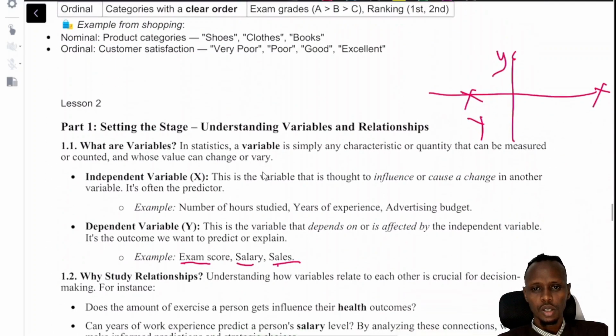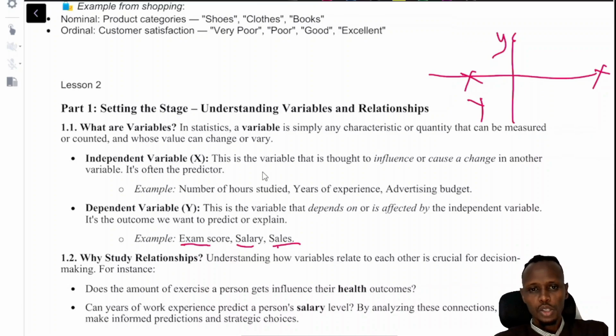Yes, here it is. So our lesson 2 today talks about understanding variables and relationships. So when we talk about variables and relationships, the topic is on regression and correlation. So we want to understand regression analysis. So what is a variable?